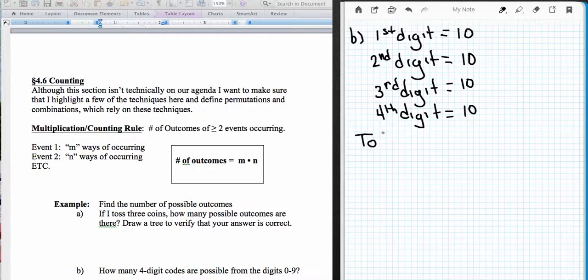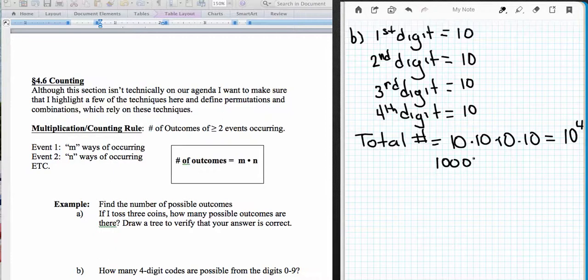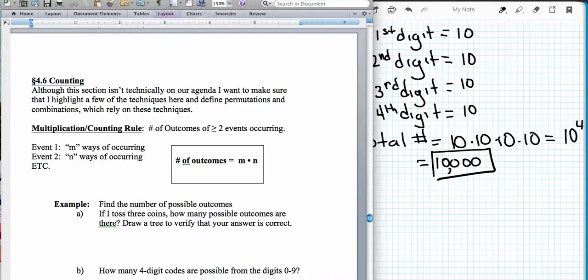So our total number of outcomes here will be 10 times 10 times 10 times 10. And another way of saying that, of course, is 10 to the 4th power. And so 10 to the 4th power, we know, is 1, 0, 0, 0, 0, or 10,000 possible outcomes. I don't know about you, but I sure wouldn't want to have to draw that one out in a tree diagram. That would be pretty crazy.